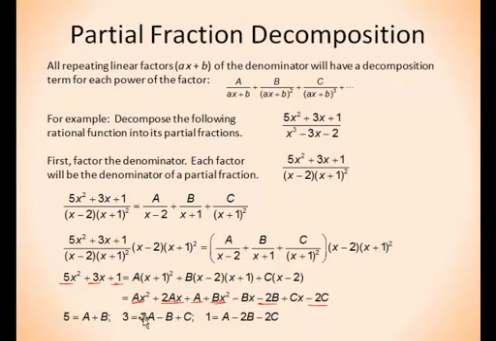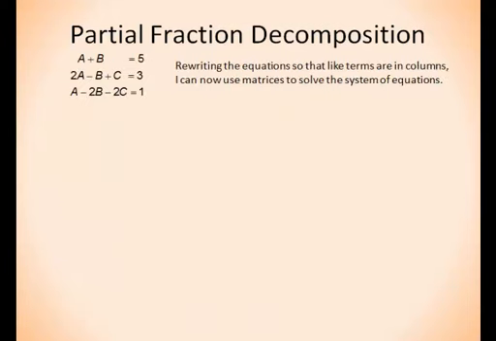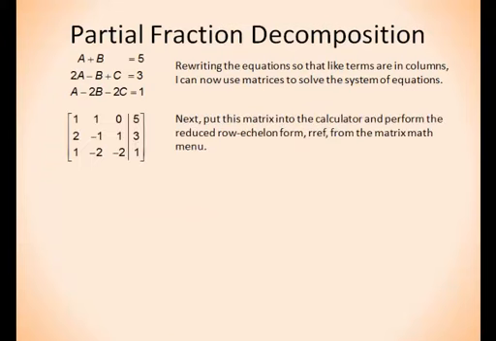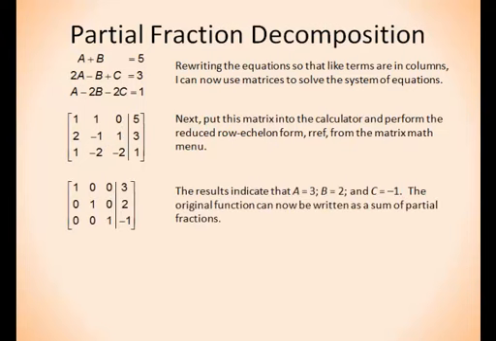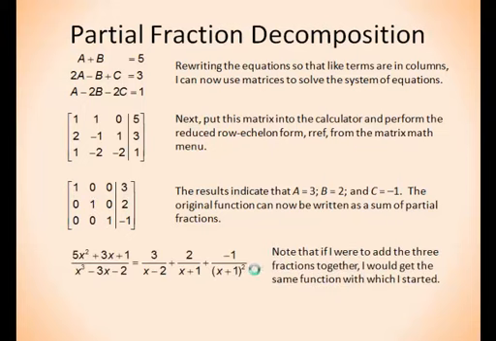These are 3 equations now in 3 variables, and I can see that I now have my system of equations, 3 equations in 3 variables. I can make a matrix out of that. Each row is an equation. Each column holds the coefficients of a, b, and c, and these are the constants. Plug that into my calculator and use the reduced row echelon form of the matrix math menu, and I get my reduced row echelon form. This tells me that a is equal to 3, b is equal to 2, and c is equal to negative 1.